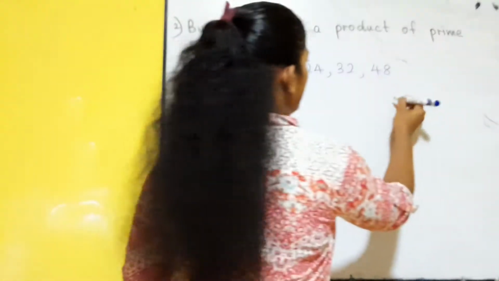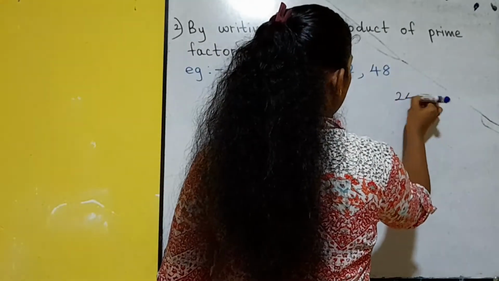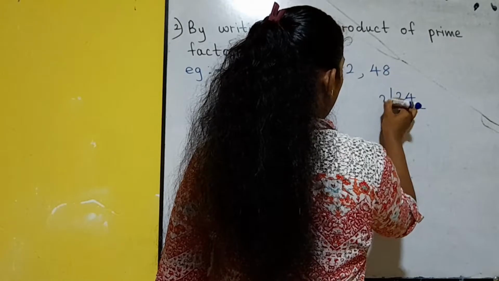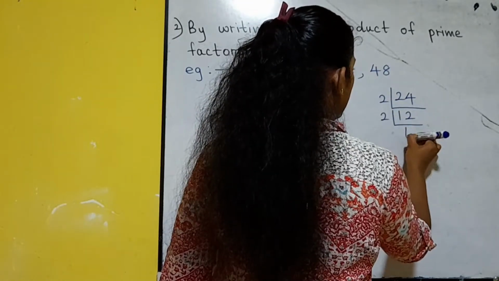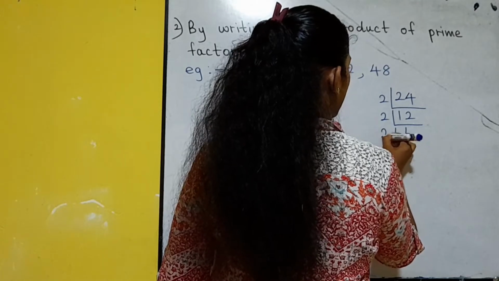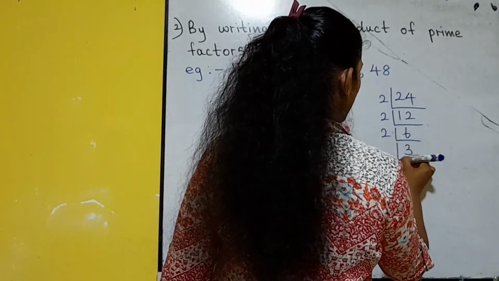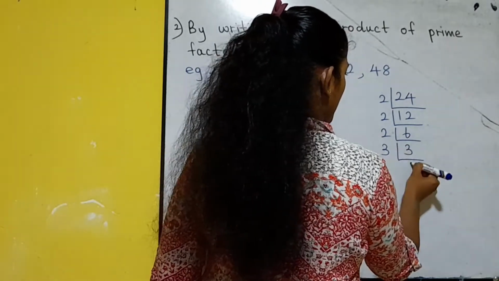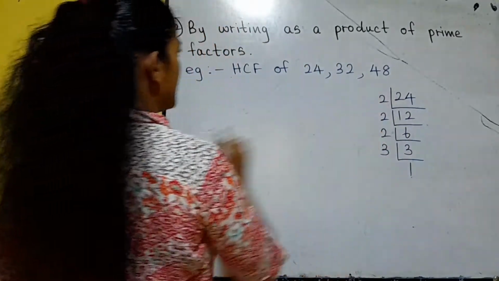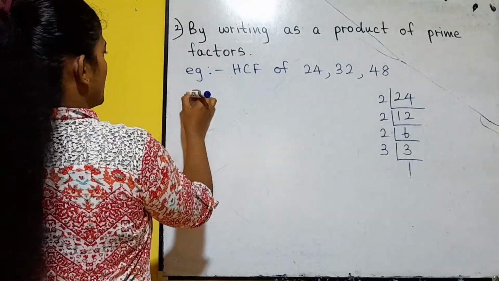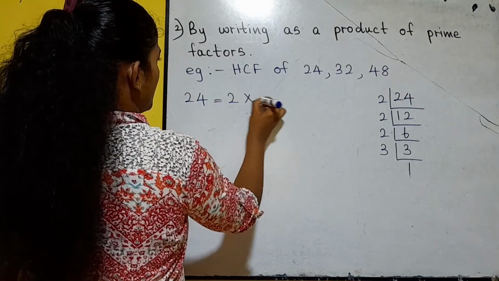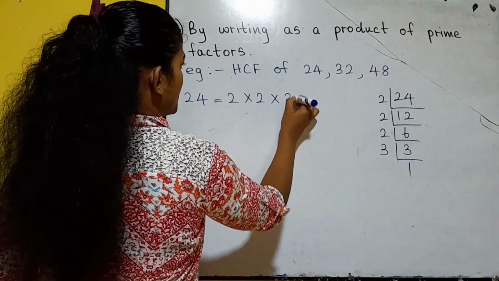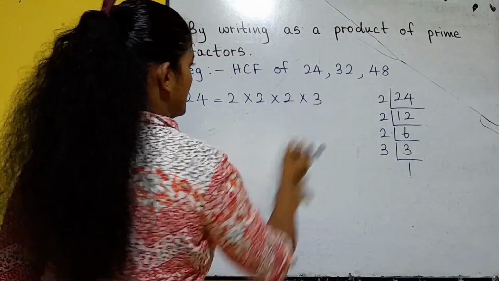24, I will write it here. I am going to divide first by 2. 2 times 12. Then 2 times 6. Again you can divide by 2. 2 times 3. Now you have to divide by 3. 3 times 1. Then these are the product. So you can write 24 equal to 2 into 2 into 2 into 3.